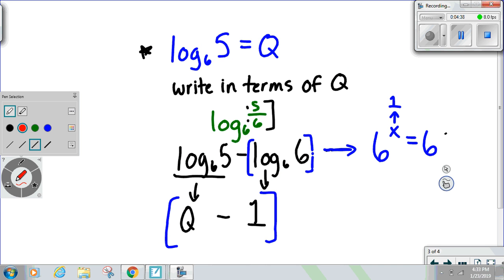All right, so we're going to switch gears a little bit here. We did a couple of these in class, but I'm going to take a look at it again, in case you didn't quite catch it that first time. Let's look at it one more time. So I'm assuming here that the log of 5 base 6 is equal to Q.